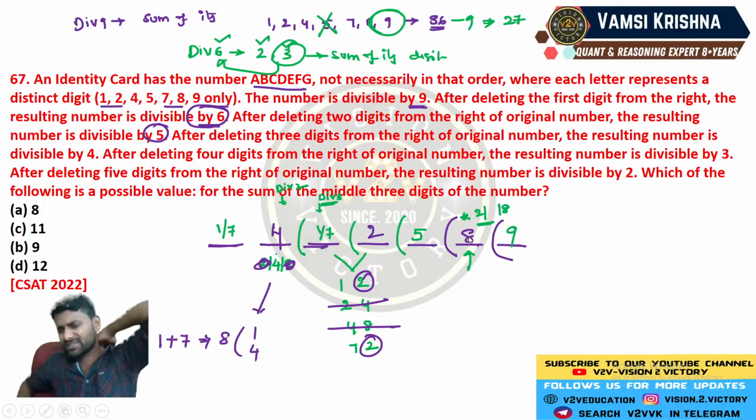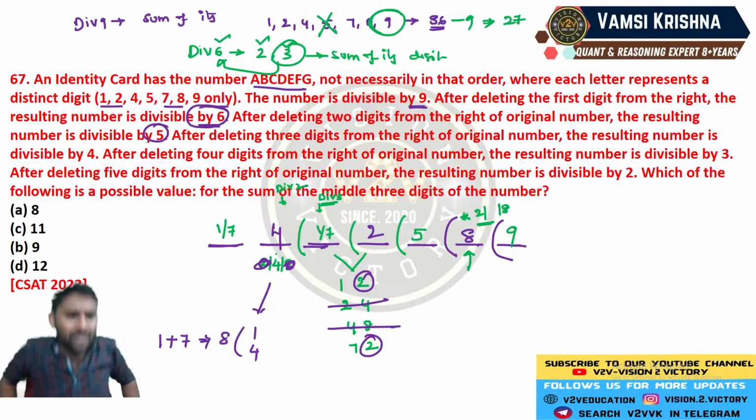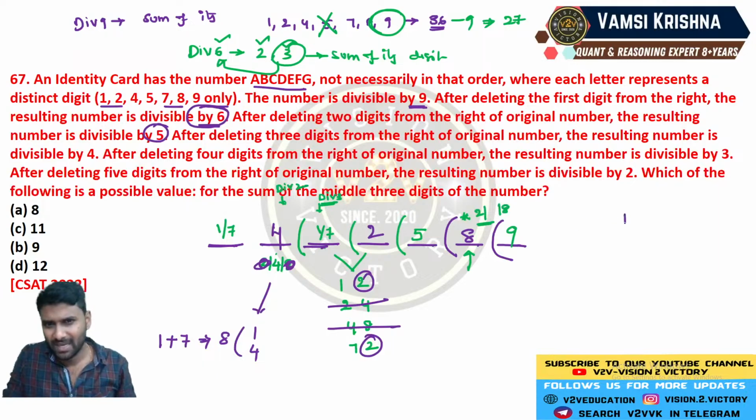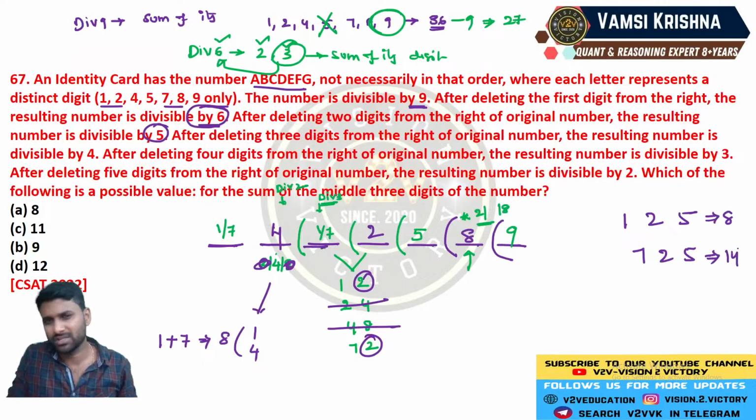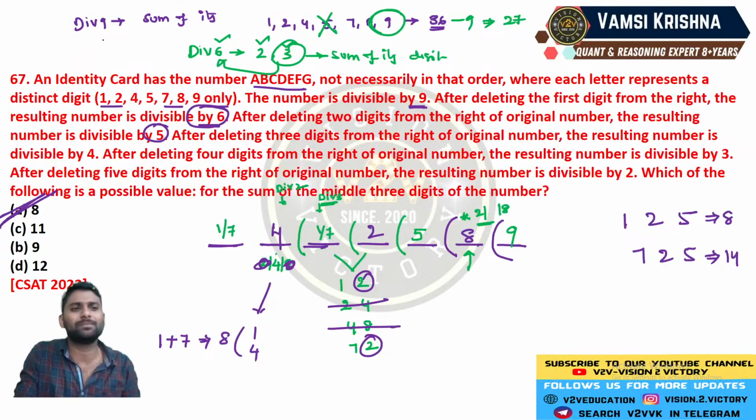We are not sure what the first digit and the third digit are. Why? Because it needs more data. Now the question here: which of the following is a possible value for the sum of the middle three digits? The sum of the middle three digits should be either 125 or 725, that is 8 or 7 plus 2 and 14. So there are two cases here. According to the options, you can choose. This is completely based on your understanding. Remember that.